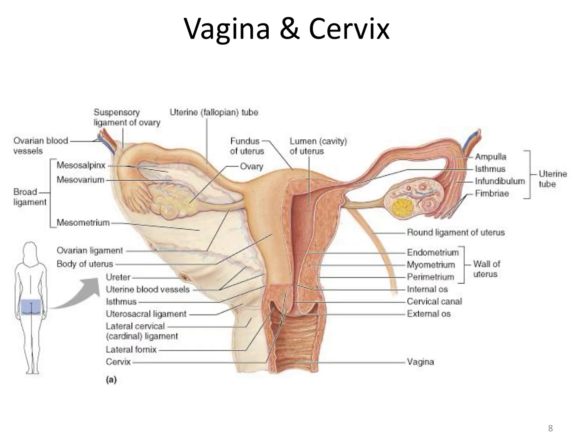Here we can see this region of the cervix and the vagina. The vagina is a pathway for menses and childbirth.